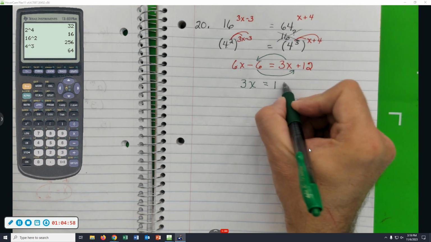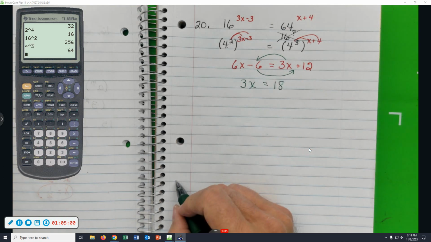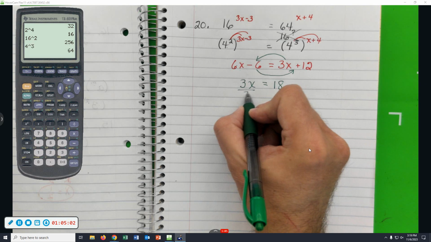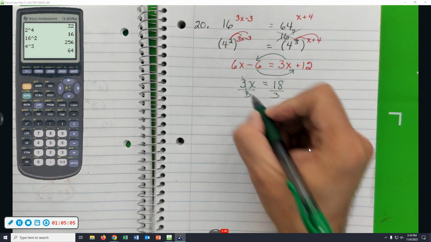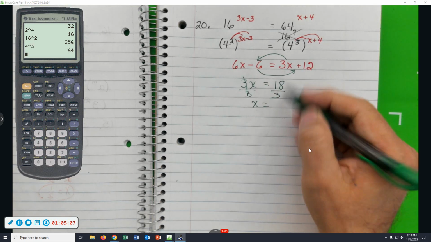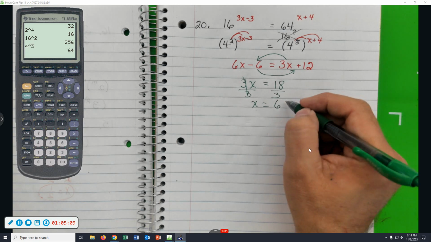12 plus 6, I agree with 18. Divide by 3. And what are we getting? x equals 6.